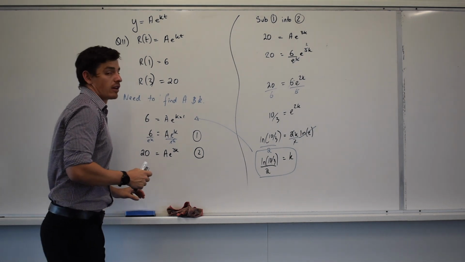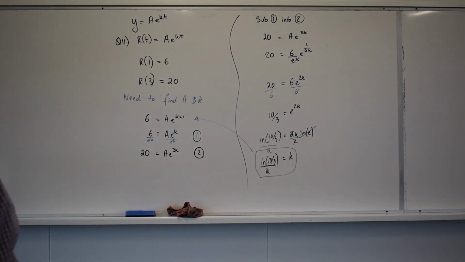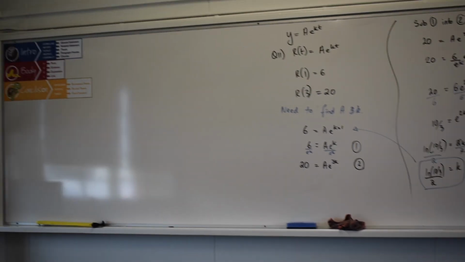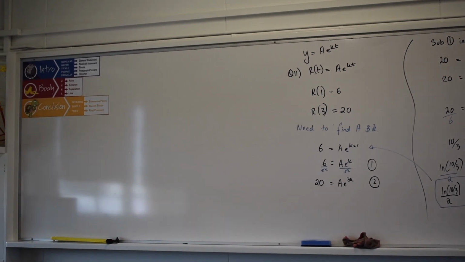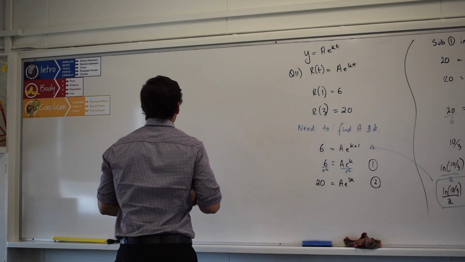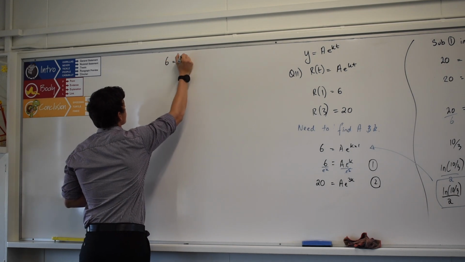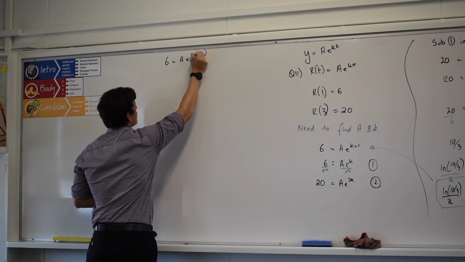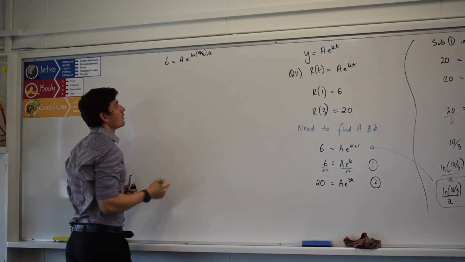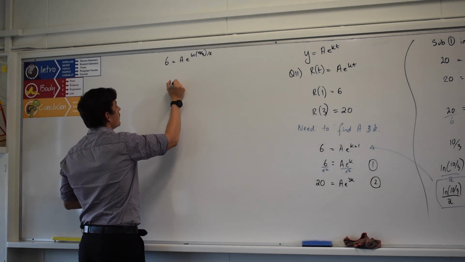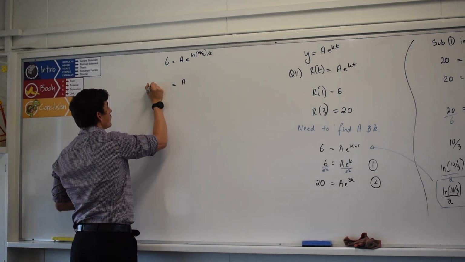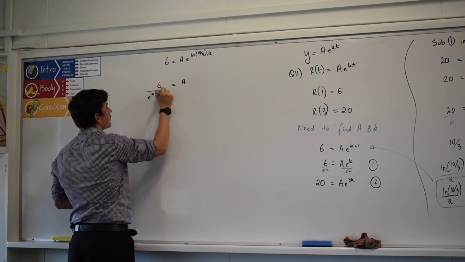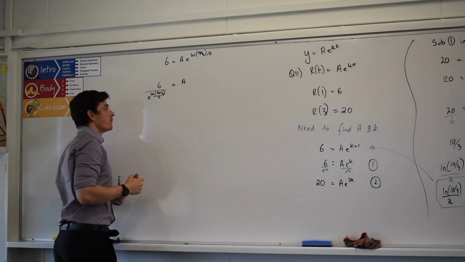So I'll do that. I'm running out of room, but I'll just move the camera a little bit for me. Do that over there. Maybe I'll do it over here. So I'll do it over here, which means I have 6 equals a e to the power of ln 10 over 3 divided by 2. So a equals 6 divided by e to the power of ln 10 over 3 divided by 2.